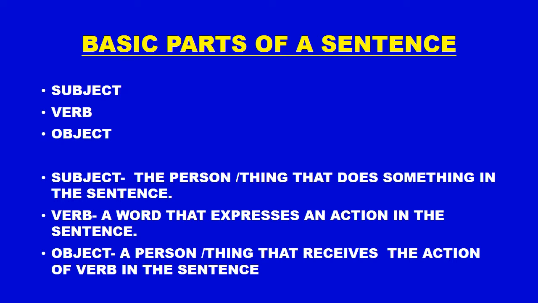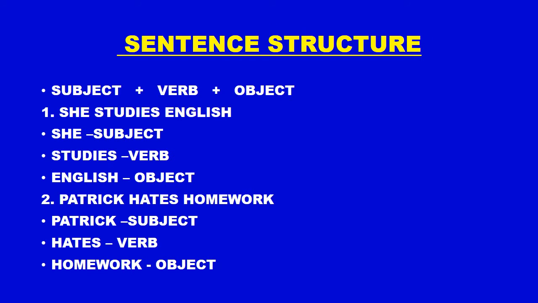Now that we know the sentence structure, let's see the word order. In English, the word order is very important. So we are going to learn the basic word order in English. Here, first comes the subject, then the verb, and then the object. So here we have examples of the correct use of subject, verb, and object in a sentence.